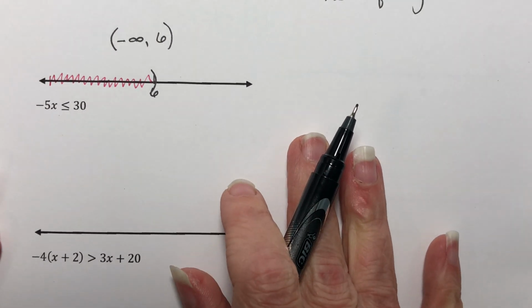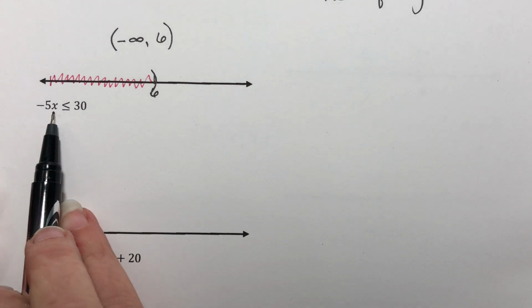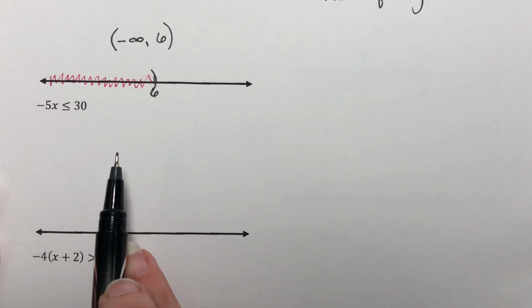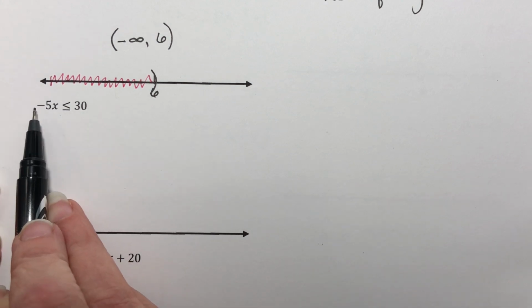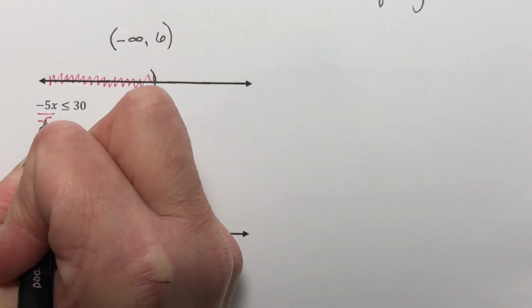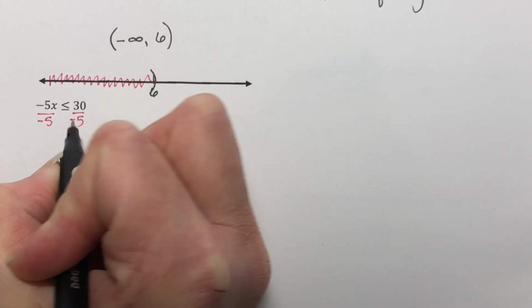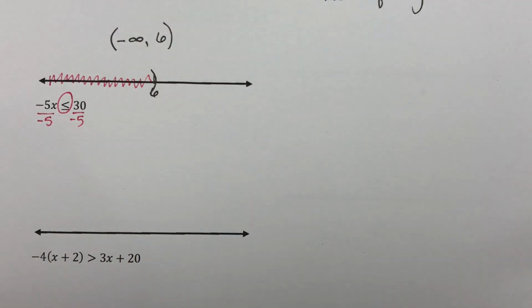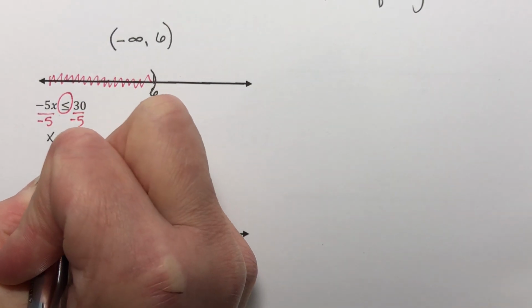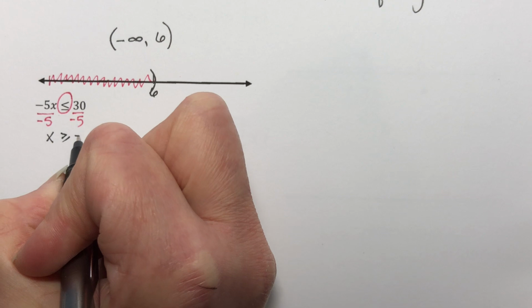Okay, so if I work this one, I have negative 5x is less than or equal to 30. What I need to do to get x by itself is divide both sides by negative 5. I'm allowed to do that, but when I do that, I have to flip this sign around. I tend to circle it as soon as I recognize that I need to do that, because I've learned throughout the years that if I don't, my brain sort of leaves me and I forget to do it. This gives me x, flip it around, is greater than or equal to negative 6.